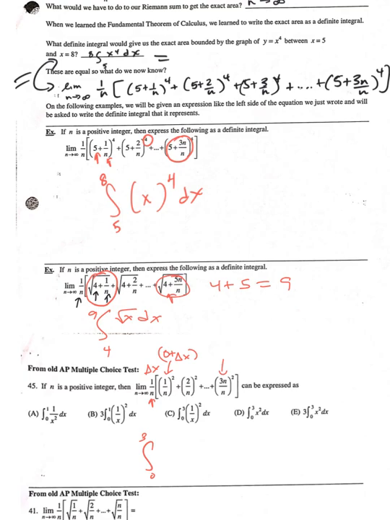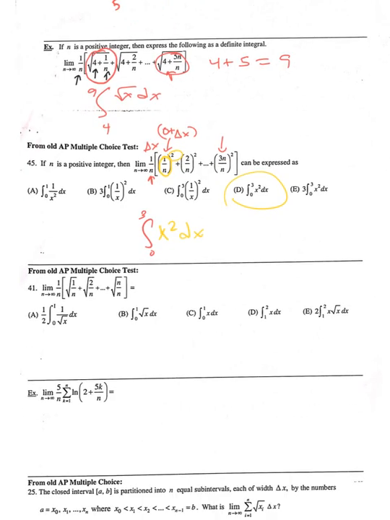Then I have to look at what's being done. What's being done to each of my inputs? These are my inputs. I'm squaring them. So I have x squared dx. So that's why the answer would be choice D.